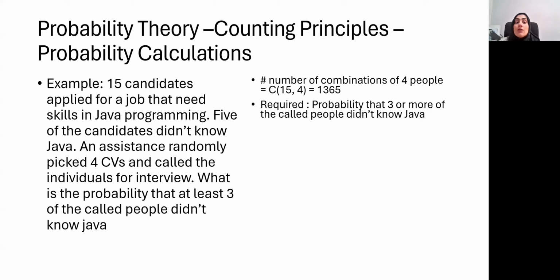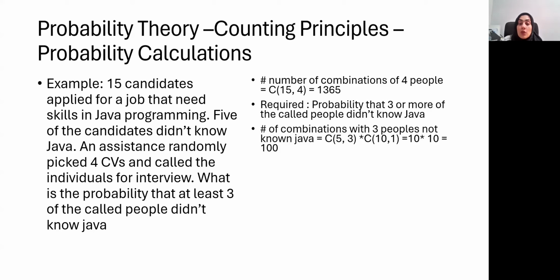So this means we are going to find the number of 2 different kinds of arrangements. The first one is the combinations with 3 people who did not know Java. And since we're choosing a total of 4, this needs us to find this combination, which is 3 from the subgroup of 5 people who did not know Java, which is the event of interest. And this leaves us with 1 person to be chosen from the other subgroup of 10 people who knew Java, because we have to make a selection of a total of 4 items.